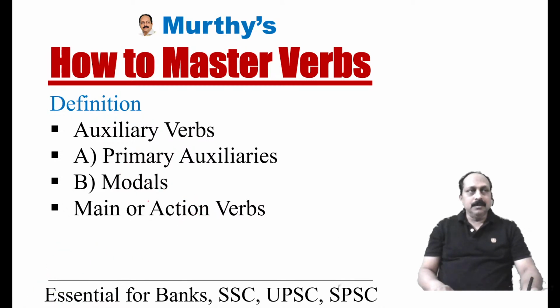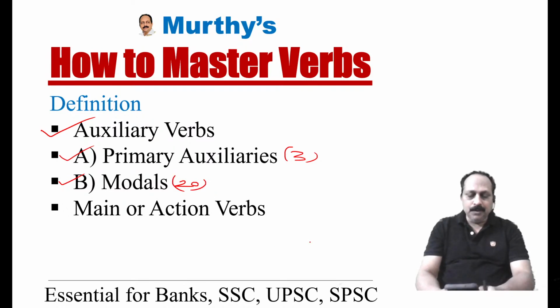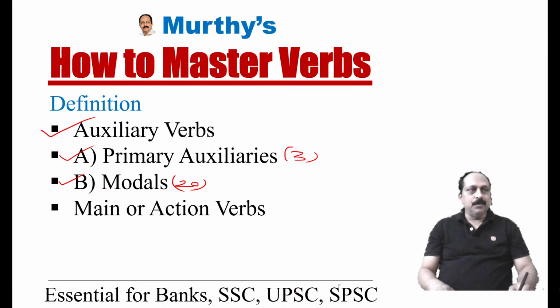What is the reason? Broadly, we have two types of verbs. First one, auxiliary verbs. These are two in number: primary auxiliaries and modals. Primary auxiliaries are three in number and modals are twenty. We also use the expression helping verbs. Then we have the second type: main or action verbs. These are very important from the exam point of view.